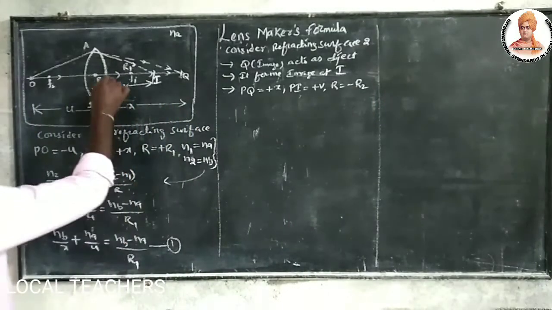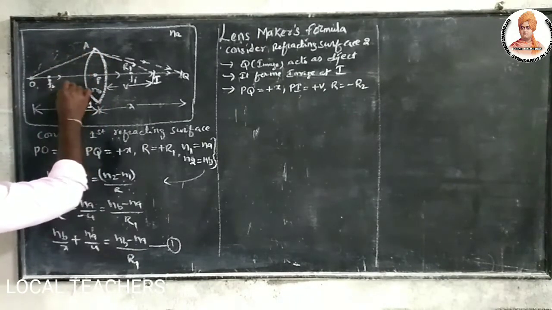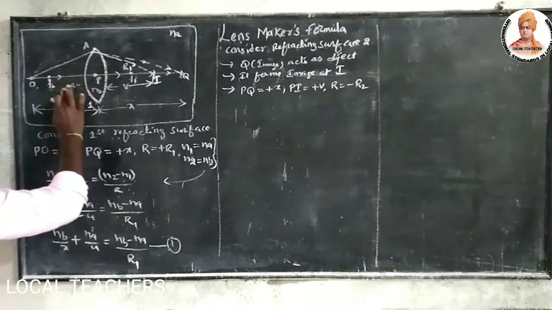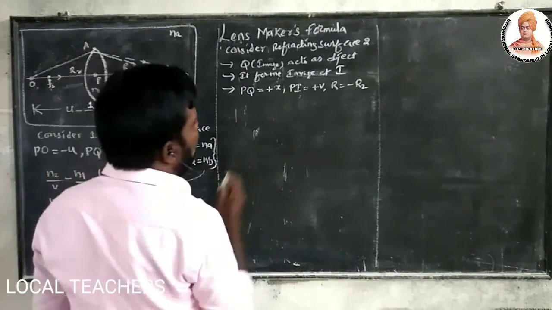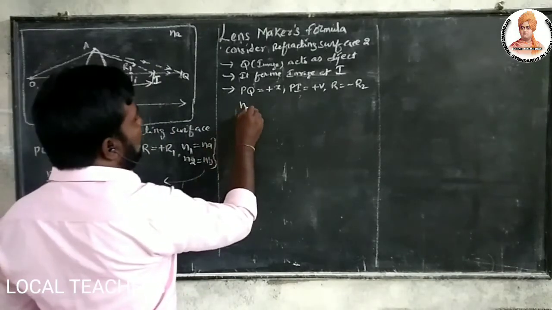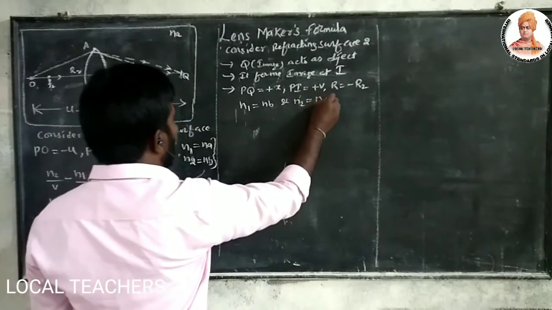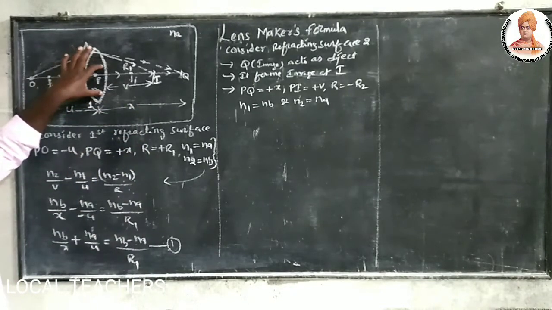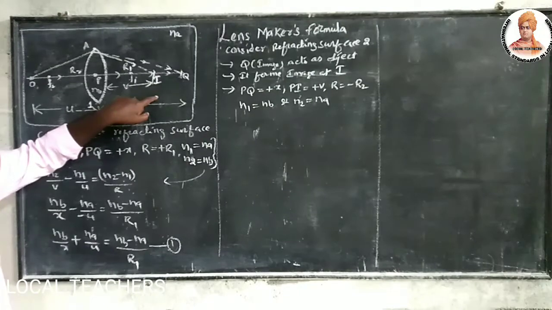Why did I write minus R2? We selected this as the refracting surface, so this will be the sphere, and here it is minus R2. Next, N1 equals Nb and N2 equals Na. Why am I writing it like this? In the second case, light enters from the lens into the other medium.